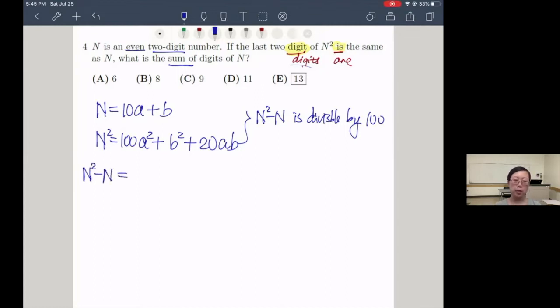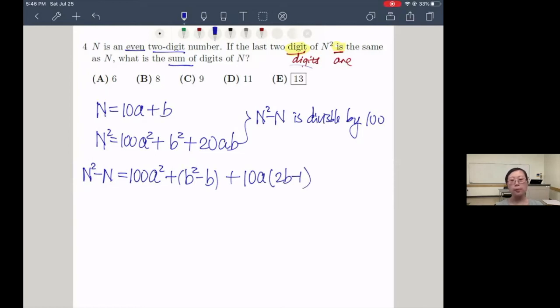When I write down the difference, I want to consider the best way to group the items, right? Because we have a 2 plus 3, which is 5 items. First, I want to write 100a squared, because this one is already divisible by 100, which means that this item does not contribute any information to a and b. And then I look at b squared minus b, and the remaining one has 10a times 2b minus 1.